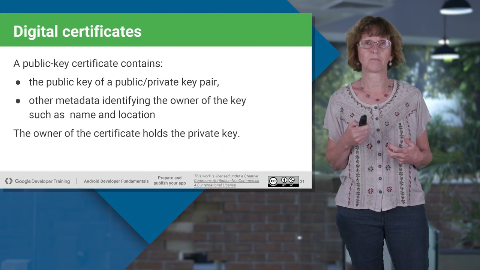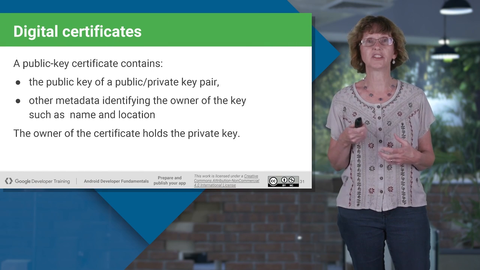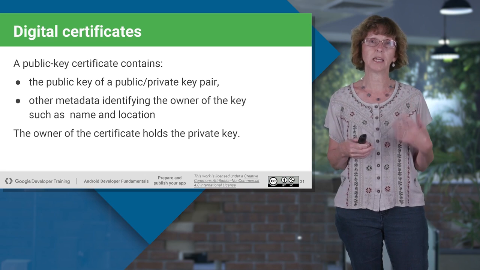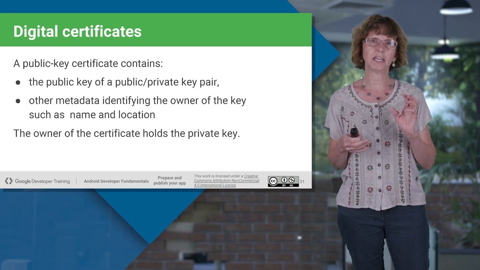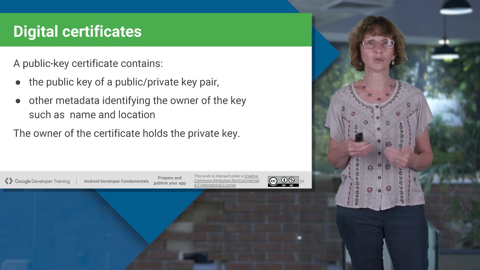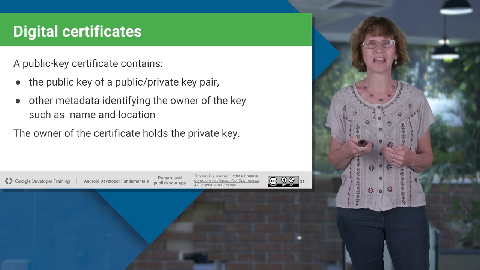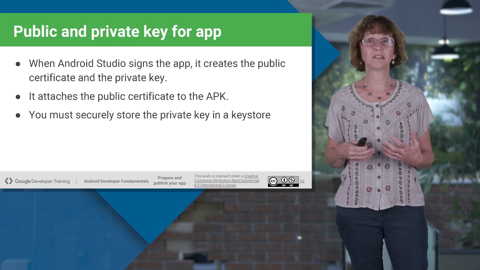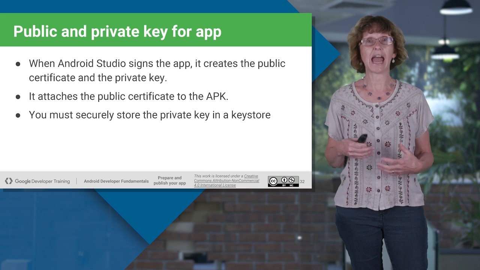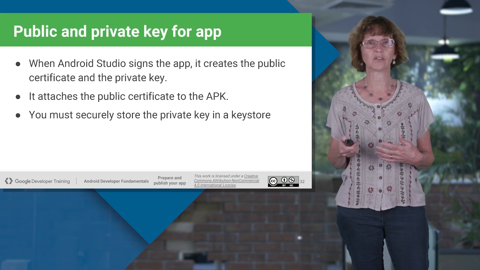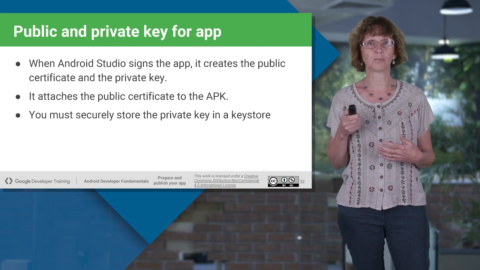So apps get signed with a digital certificate, and a digital certificate contains a public key and a private key. The public key goes with your app, and you get the private key. It's up to you to store the private key and keep it safe. You will need it again if you want to update the app, if you want to upload the app again. When Android Studio signs the app, it creates a public certificate and the private key. It attaches the public part to the APK, and you get to store the private key.